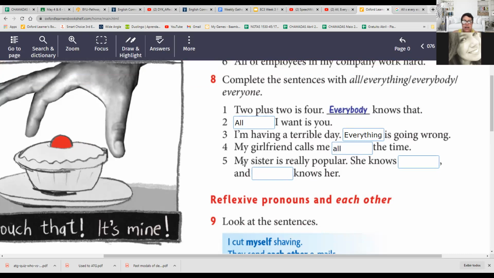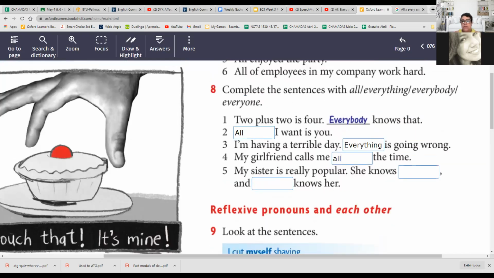Let's see here. My sister is really popular. She knows everything. If she's really popular, she knows everyone. Okay. Everybody é melhor. She knows everybody. And everyone. What's the difference between everybody and everyone?